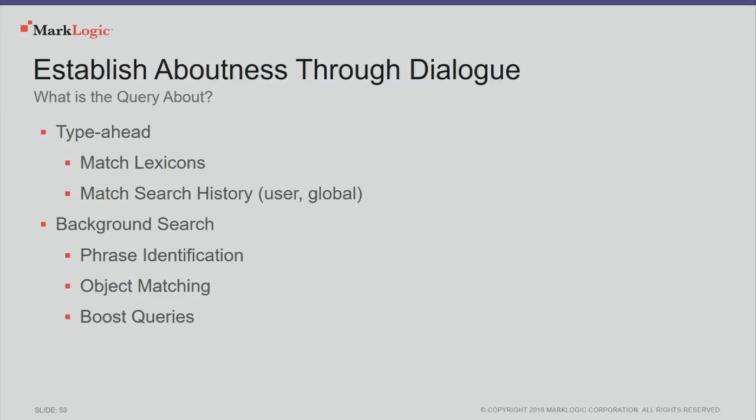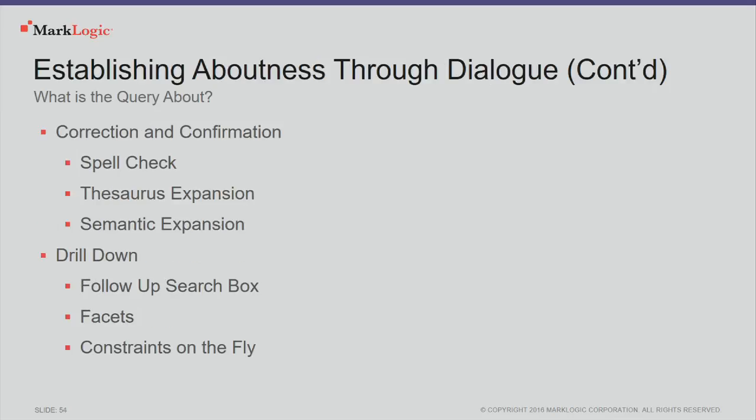The next point is background search. They've submitted their search, but you don't have to submit the search to the database if you can intercept it and then manipulate it. And this gives you an opportunity for doing things like phrase identification. Are there phrases that match either a standard vocabulary or pairings that appear within the data? And we'll talk about that in just a second. You can also use it to do object matching and boosting queries, which we'll also talk about.